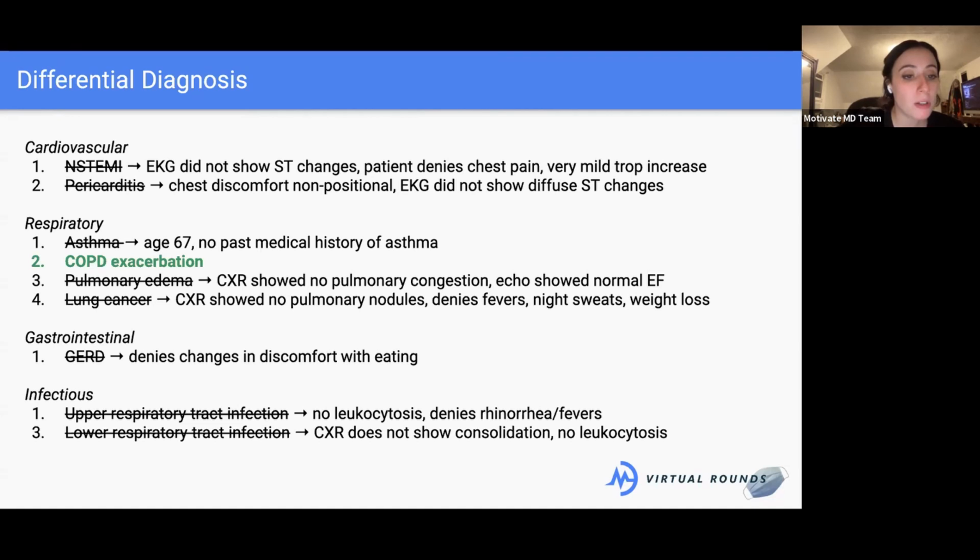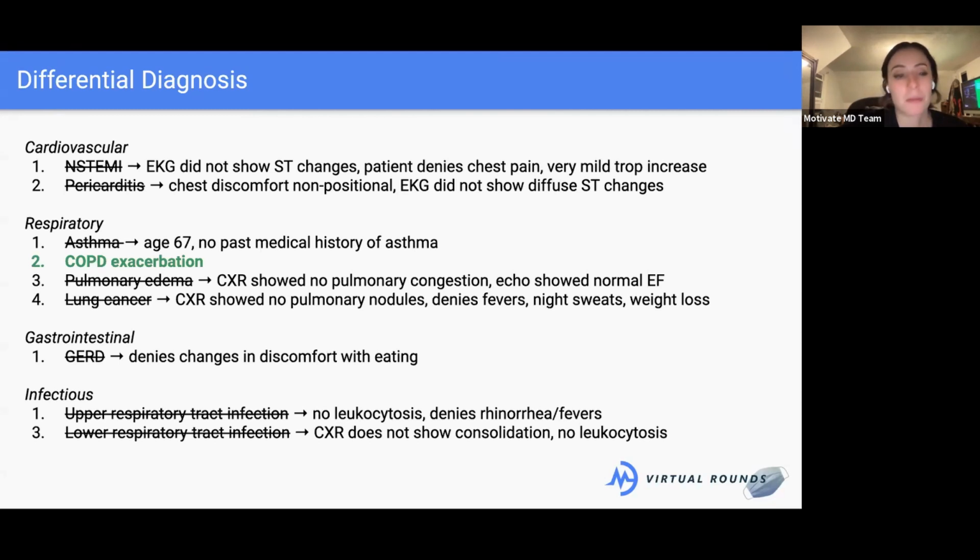Respiratory wise, so asthma. Like we talked about before, his age is 67. Usually asthma presents at a very young age, in childhood or young adulthood. It's not typically diagnosed in an older person. There's also no past medical history of asthma that he had spoken about.